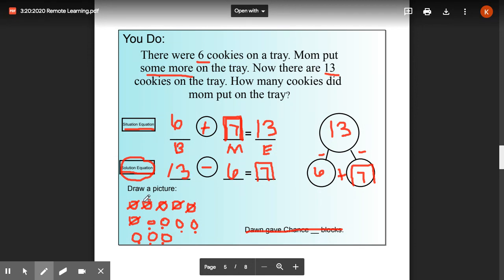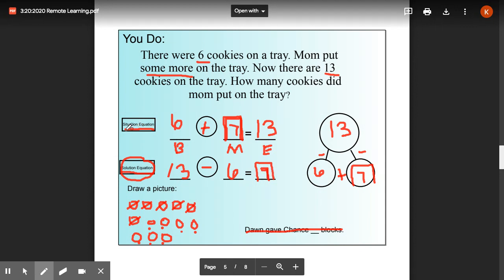Then I drew 13 circles. 1, 2, 3, 4, 5, 6, 7, 8, 9, 10, 11, 12, 13. And then I took 6 away. 1, 2, 3, 4, 5, 6. After I took 6 away, I counted how many I had left. 1, 2, 3, 4, 5, 6, 7. And I got 7, which is my missing part.